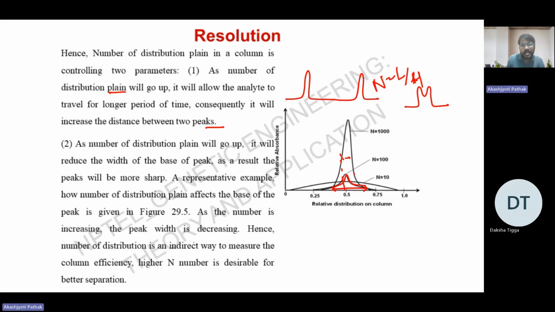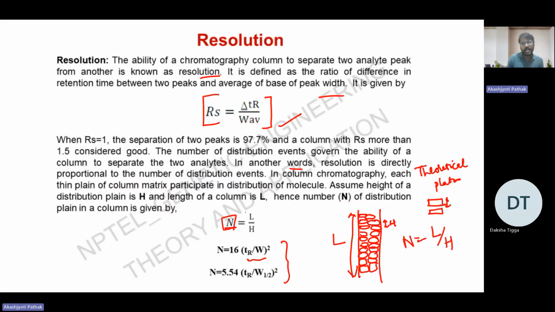So as the number is increasing, the peak width is decreasing. If you see these two peaks, the first and the second, the second one has the higher peak width. As the number increases, the peak width will decrease. Hence, the number of distribution events is an indirect way. You can see this figure as well. The lower the peak width, the higher will be your N and the better will be your resolution.